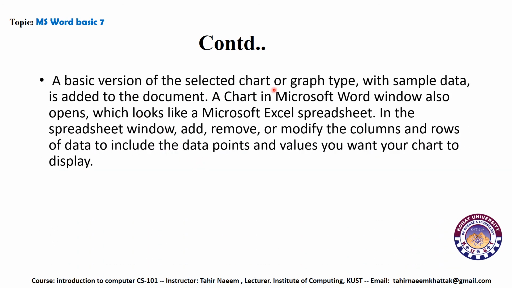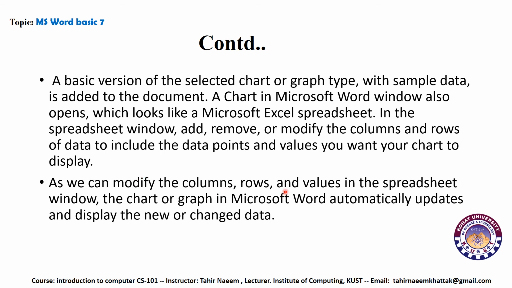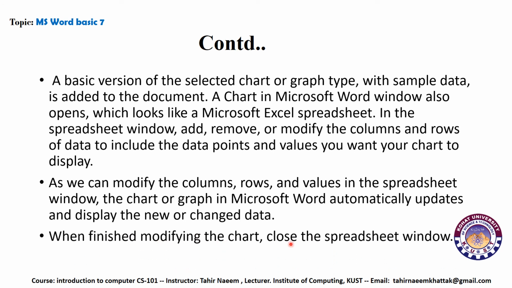A basic version of the selected chart or graph type with sample data is added to the document. So basically the sample data is our default data. A chart in Microsoft Word window also opens, which looks like a Microsoft Excel spreadsheet. In the spreadsheet window, add, remove or modify the columns or rows of data to include the data points and values we want our chart to display. We can modify the columns, rows and values in the spreadsheet window, and Microsoft Word automatically updates the chart or graph and displays the new or changed data. When finished modifying the chart, close the spreadsheet window.